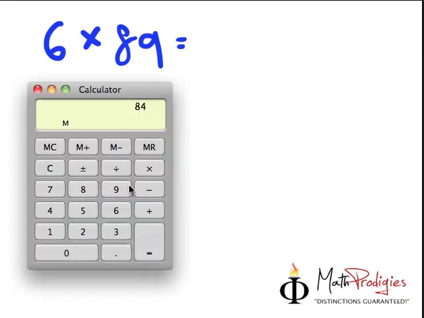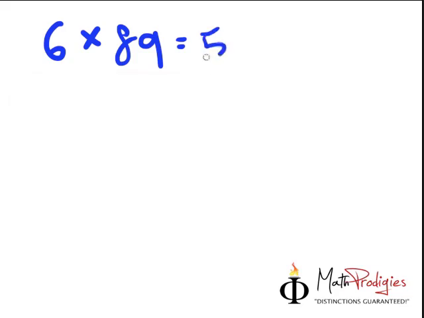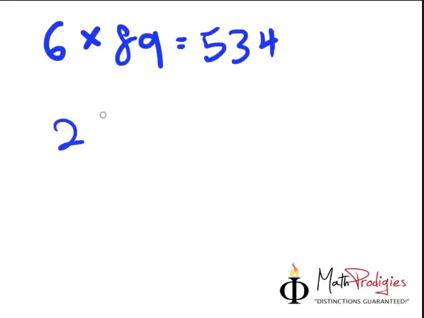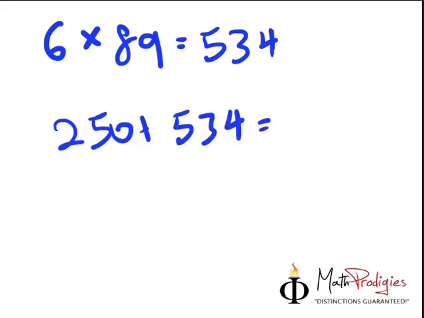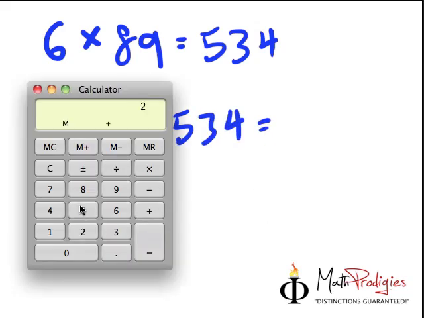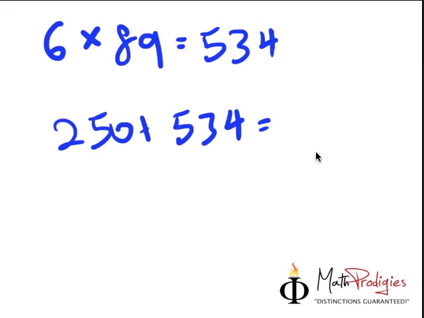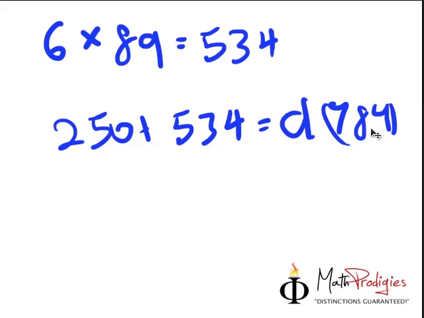using your working. I'm going to use my handy dandy calculator. It gives me 534. That means she gave away 534 stickers, and after that she had 250 left. So how much did she have originally? 250 plus 534, and that will give you the answer of 784, which is actually answer D, or 784. And let's move on to the next question.